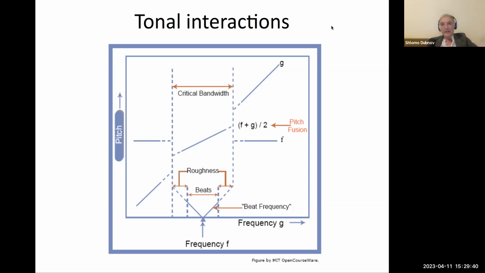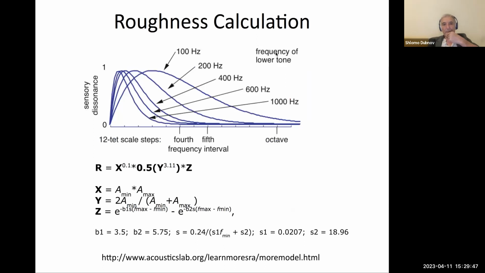So this is the whole idea of tonal interactions, how we perceive two notes playing together. Psychoacoustic researchers came up with this measure of roughness as a function of different notes. It depends on the frequency of the lower tone, because the critical bandwidth changes as we change the frequency. These curves represent the sensory dissonance. As two notes go further apart in frequency, there is a point of maximal roughness, and then this roughness starts disappearing, okay?